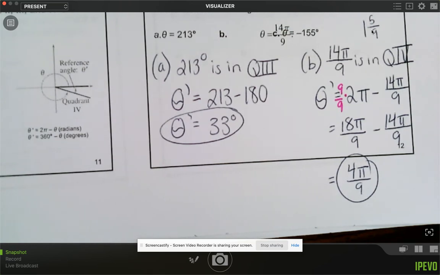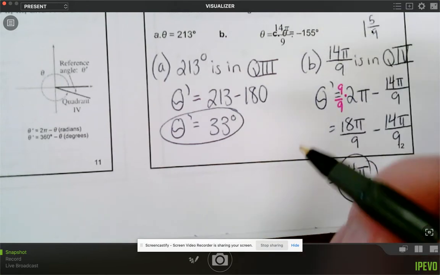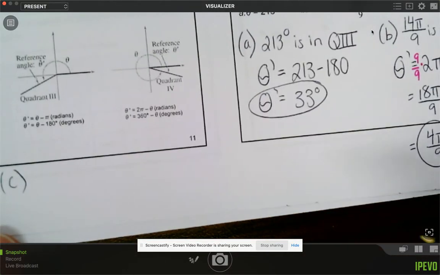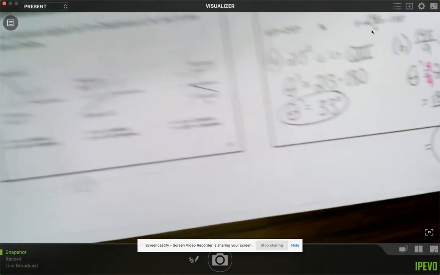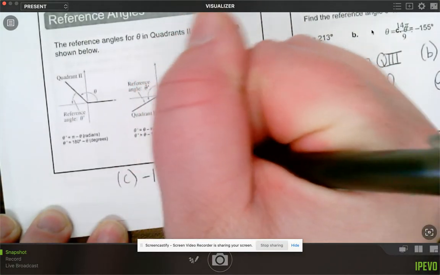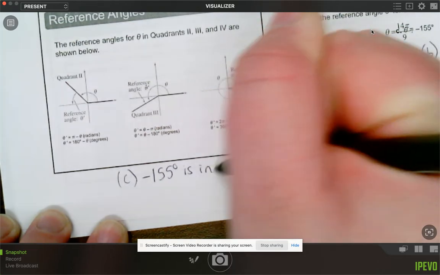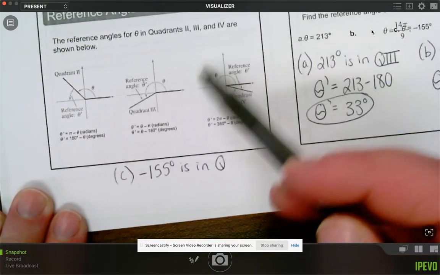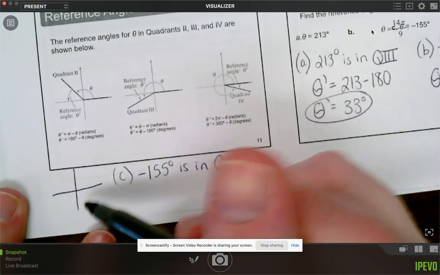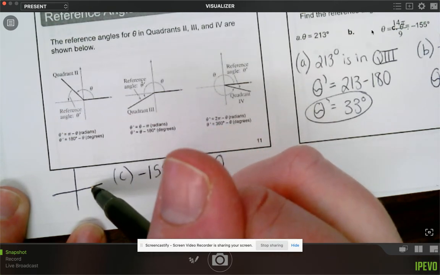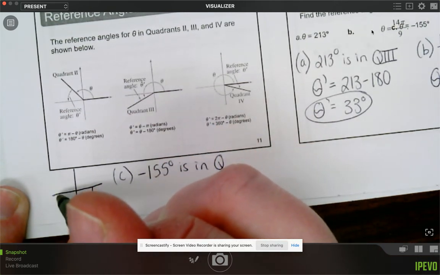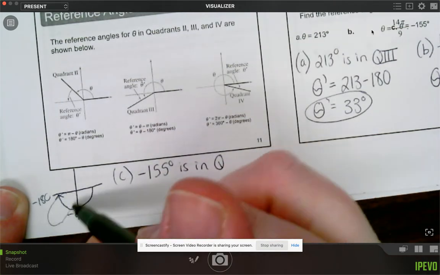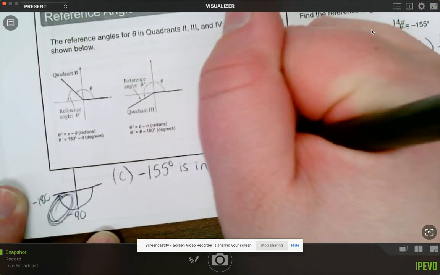Okay. The one thing I didn't really touch on was part C. I'm just going to give myself some more room. So C here is negative 155. I need to move this up. Okay, negative 155 degrees is in which quadrant? If I'm at negative 155, that means in my coordinate plane I'm starting at the positive x-axis and moving clockwise. This would be negative 90 and that's negative 180. 155 falls in here somewhere, so I'm in quadrant 3.